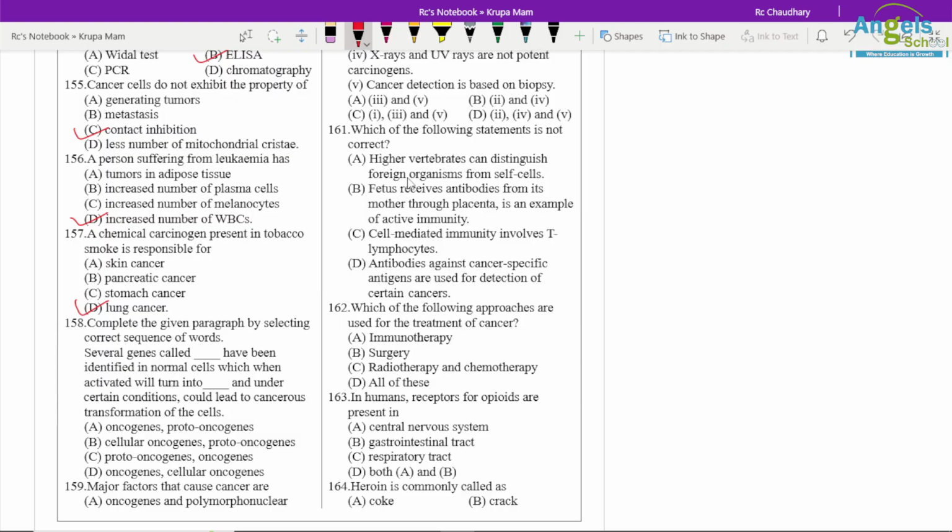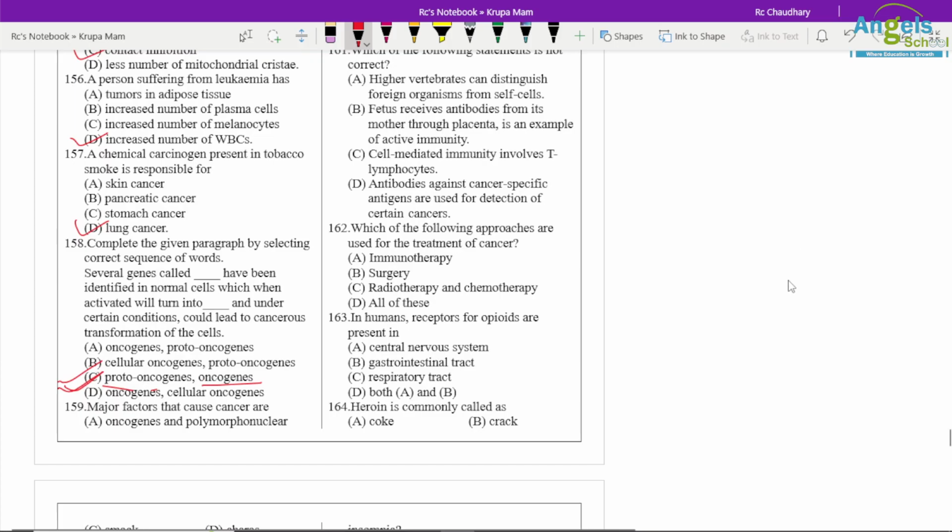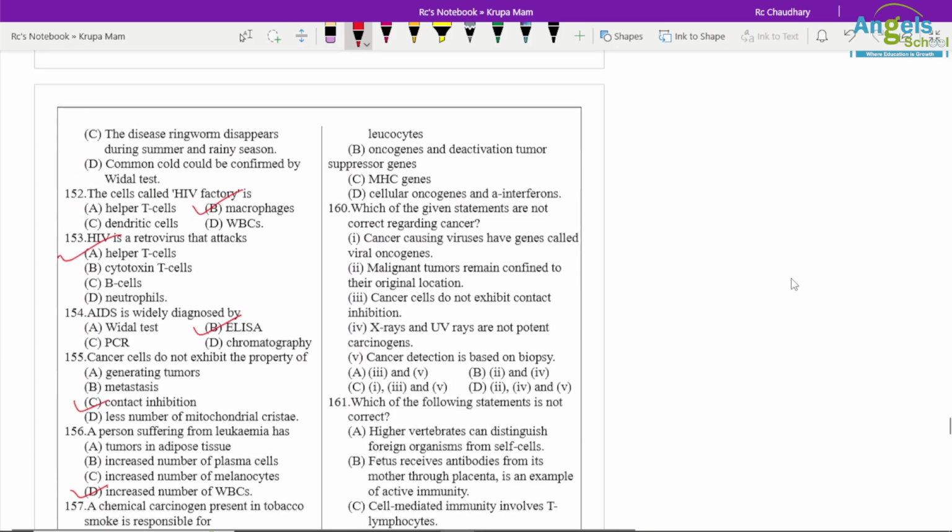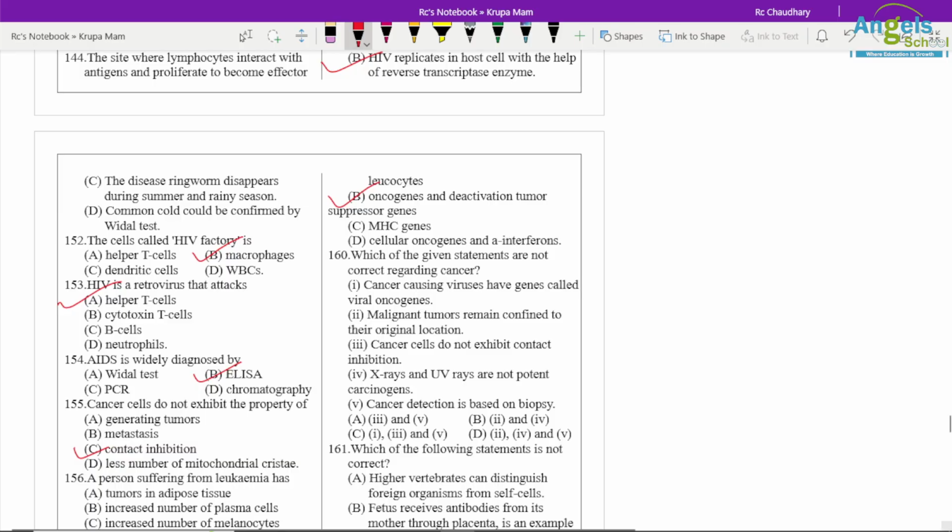Complete the given paragraph by selecting the correct word. Several genes called proto-oncogenes have been identified in normal cells, which, when activated, turn into oncogenes under certain conditions that lead to cancer. So option C is correct. Major factors that cause cancer are activation of oncogenes and deactivation of tumor suppressor genes. So option B is correct.